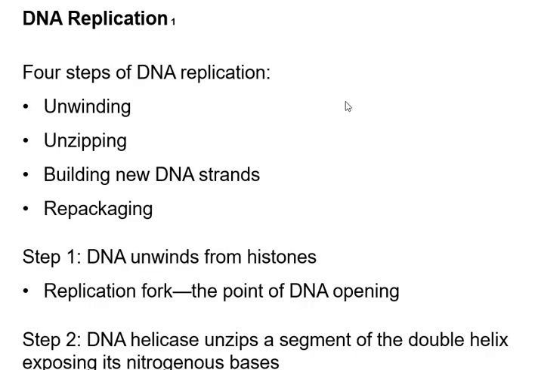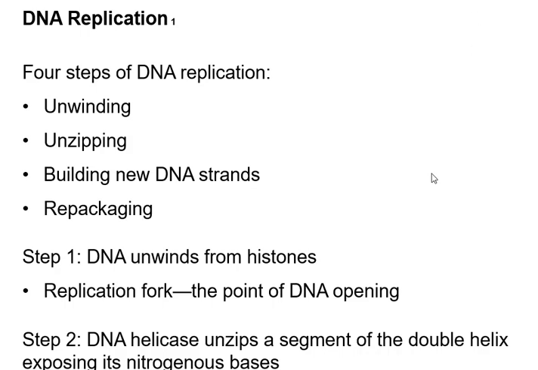So in order to double your DNA or replicate your DNA, first thing you do is you have to unwind it off of its histones. And then you're going to unzip it so that the 2 strands, the complementary strands, are separated. And then you're going to build new strands using each of the 2 other strands as a template. And then once you've done that, you're going to have to wrap the new DNA around some histones again. So you're going to repackage it.